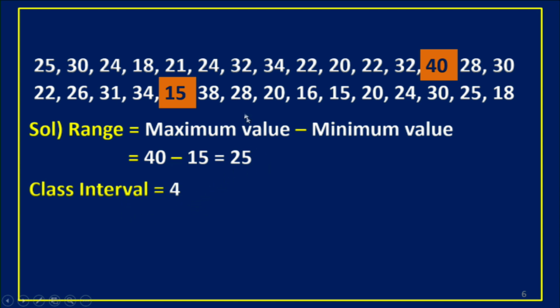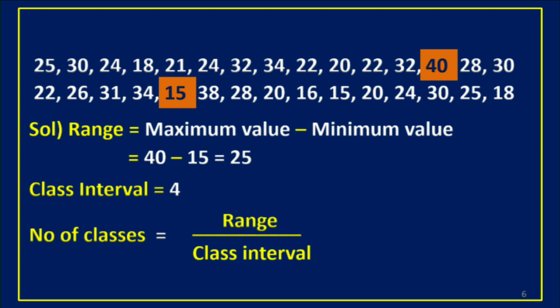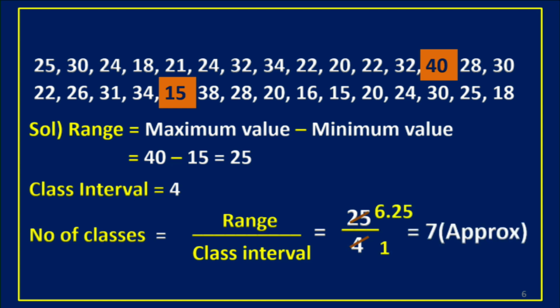In the question they ask you to take class interval as 4. So, here we are taking class interval as 4. How to find the number of classes? Yes, it is range by class interval. What is range? It is 25 divided by 4. When we divide this, what will you get? 6.25. Here we have to take the next integer. So, the next integer of 6.25 is 7.